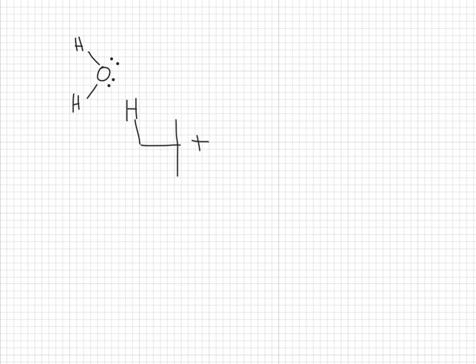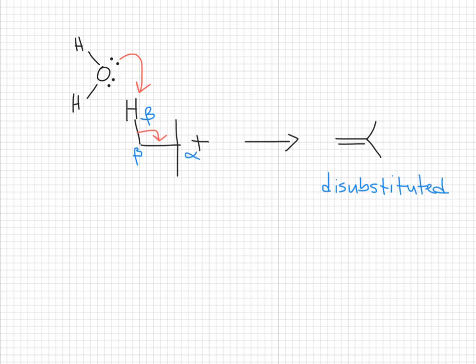Let's take a closer look at the elimination step. The carbocation carbon is defined as the alpha carbon, and adjacent carbons are defined as beta carbons. The hydrogen that's abstracted is then a beta hydrogen. The alkene that's formed is classified as disubstituted on the basis of the two alkyl groups.